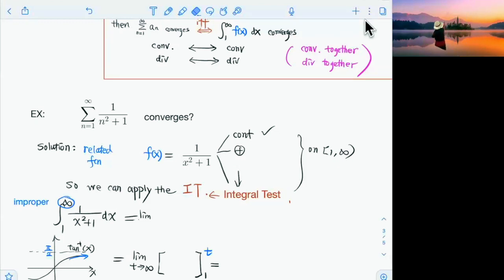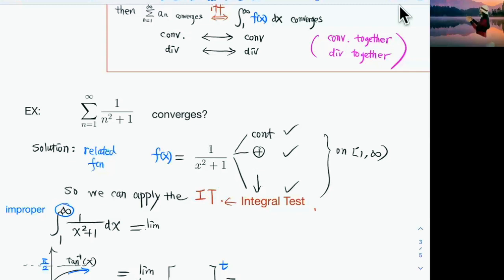Is it continuous on 1 to infinity? Yes, there's no discontinuity, it's never undefined. Is it positive? Yes. x squared plus 1 is always positive, and 1 over that is always positive. So we check that off. Is it decreasing? Yes. Just briefly give me a reason why. When x gets bigger, the denominator gets bigger, so it's decreasing. Good.